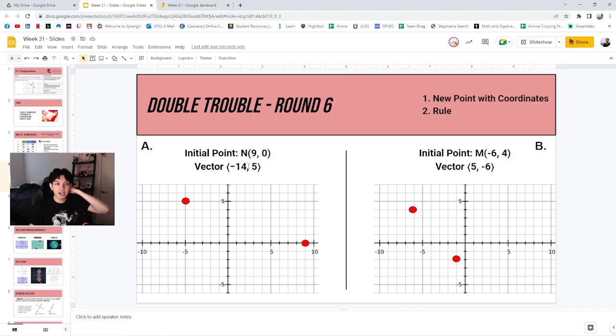And then for the y, it's going to be y plus 5 because of this positive 5. Same thing over here. The rule for b is going to be x plus 5 and then y minus 6.